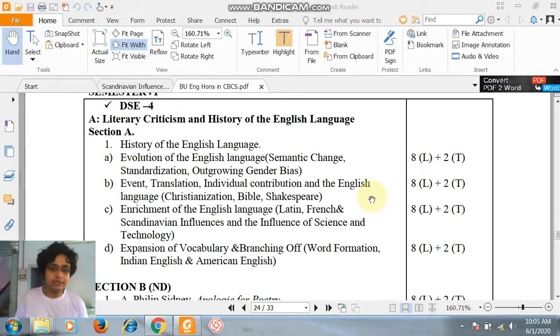As I have already said, I have discussed with you the evolution of the English language, semantic change, the standardization of the English language, and outgrowing gender bias. Regarding section C of the syllabus, I have discussed the Latin influence on the enrichment of the English language, various Latin loan words, and how the English language was tremendously influenced by Latin vocabulary. Today I will discuss the Scandinavian influences on the English language.